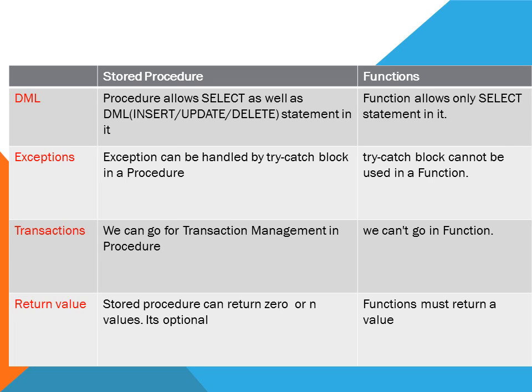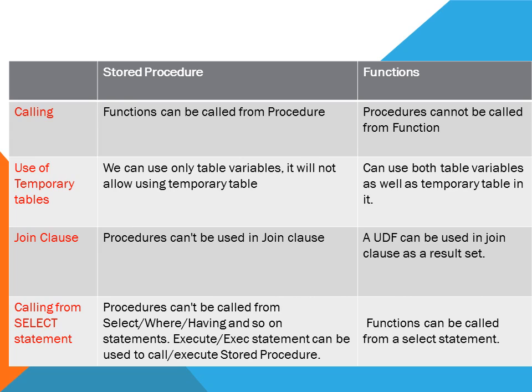Return value. A stored procedure can return 0 or n values. It's optional, whereas in functions we must return a value. Functions can be called from stored procedures, whereas it's not possible to call a stored procedure from a function.